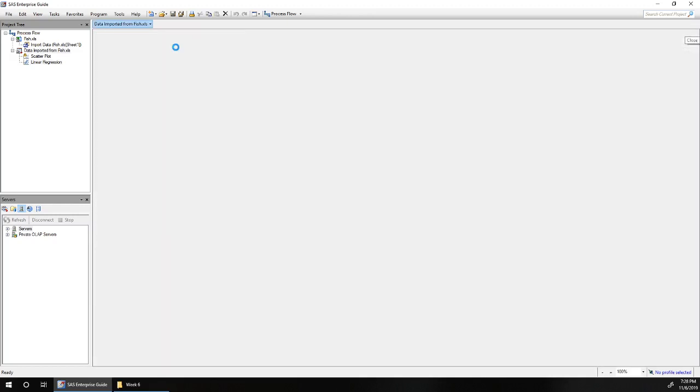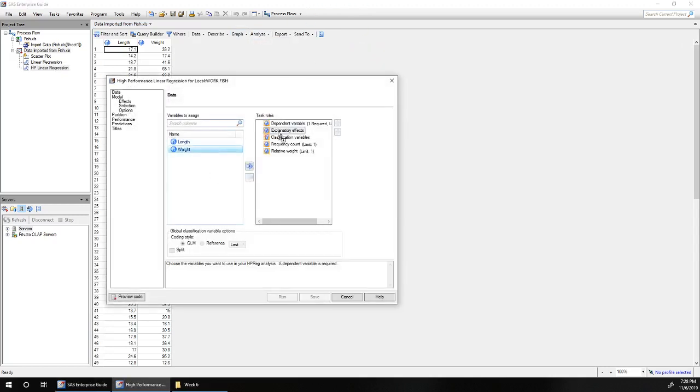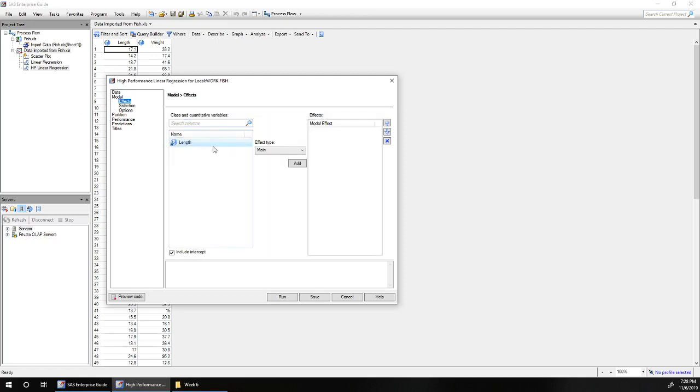We're going to pop over to do this in HP Linear Regression because it's a little bit more straightforward. We won't have to create new variables. We can just do it within the effects modeling. So again, weight's our dependent variable, length our explanatory variable. But now we can explicitly tell Enterprise Guide to add in a polynomial. So we've got length and length squared, length times length. Hit run.